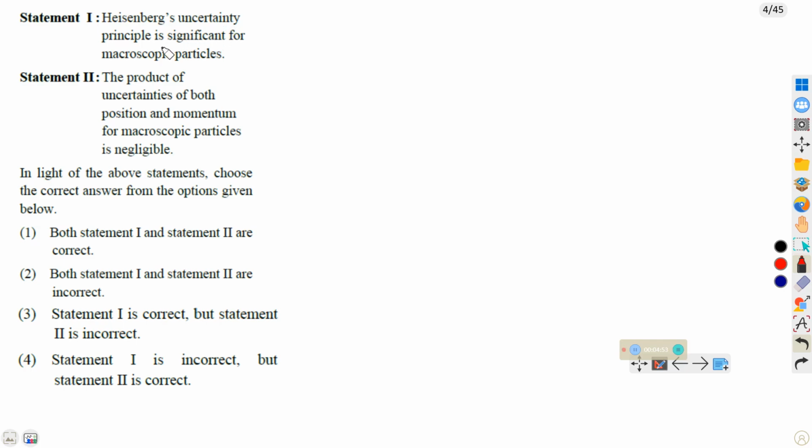Heisenberg uncertainty principle is significant for macroscopic particles. No, wrong. It is significant for microscopic particles. The product of uncertainty of both position and momentum for macroscopic particles is negligible. Yes, this is a correct statement. Statement 1 is incorrect, but statement 2 is correct.